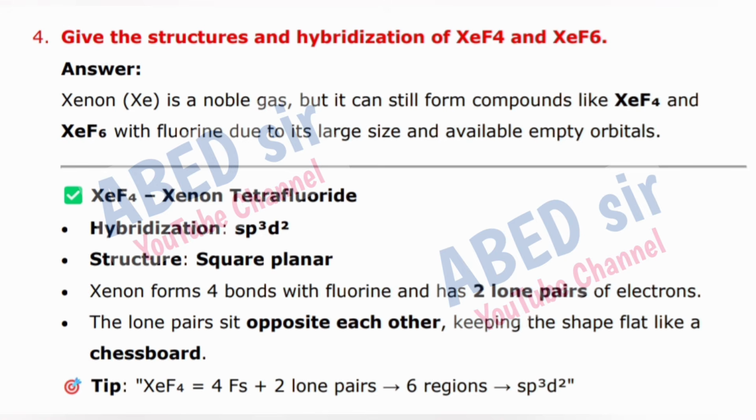XeF4, xenon tetrafluoride. Hybridization, sp³d². Structure, square planar. Xenon forms 4 bonds with fluorine and has 2 lone pairs of electrons. The lone pairs sit opposite each other, keeping the shape flat like a chessboard. Tip: XeF4 is equal to 4 Fs plus 2 lone pairs, 6 regions, sp³d².